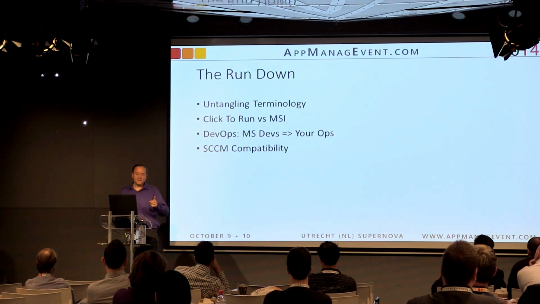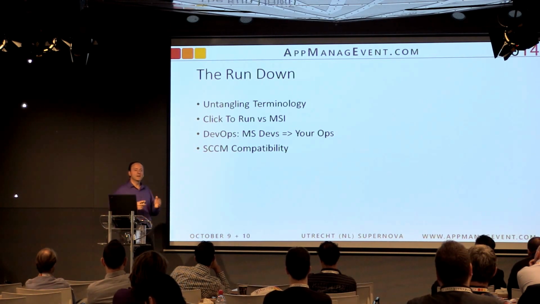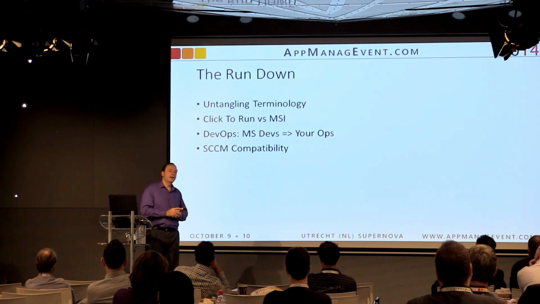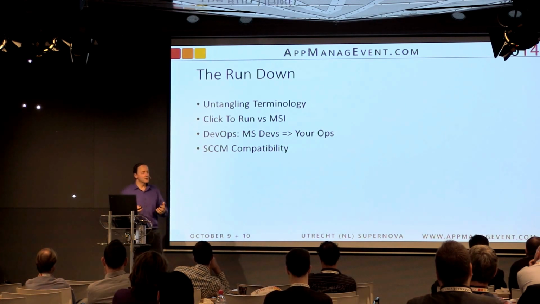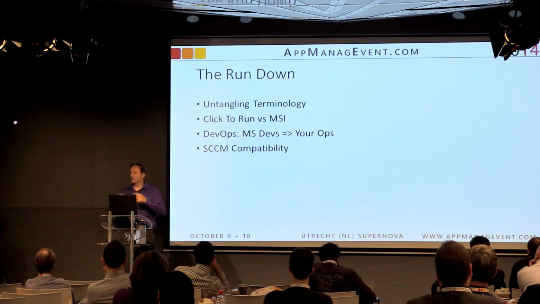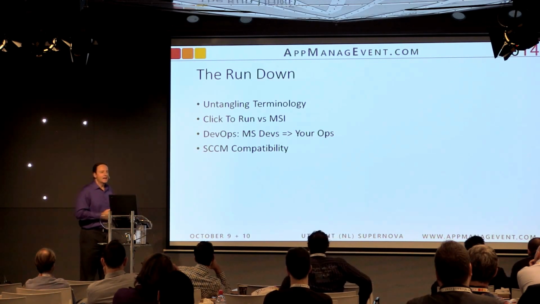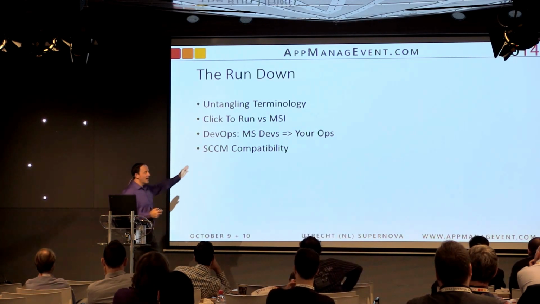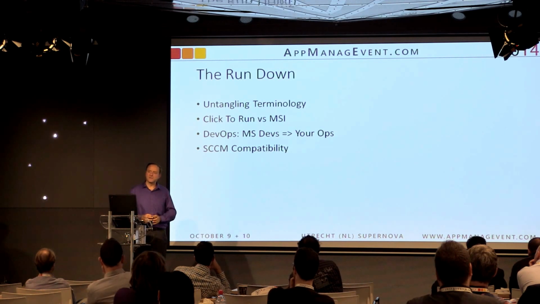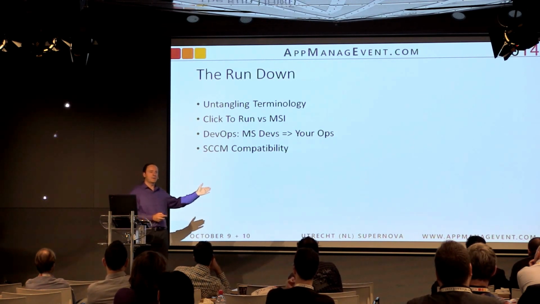We're going to make some effort to untangle some of the terminology Microsoft has around this. We're going to talk about click to run versus MSI. It's very important you understand the difference and that you understand what you're in for in terms of click to run enterprise suitability. Also, there's Agile, Scrum, continuous integration, DevOps, and we're going to talk a little bit about DevOps and how it applies to Office 365 click to run. We'll also talk a little bit about SCCM compatibility.